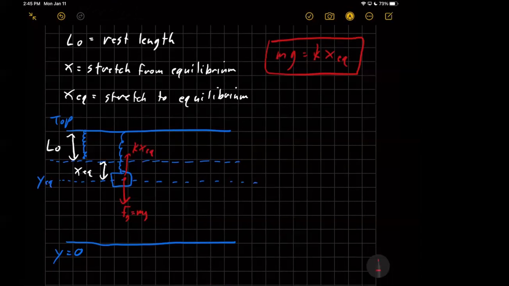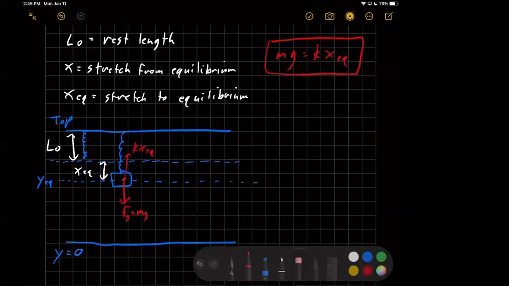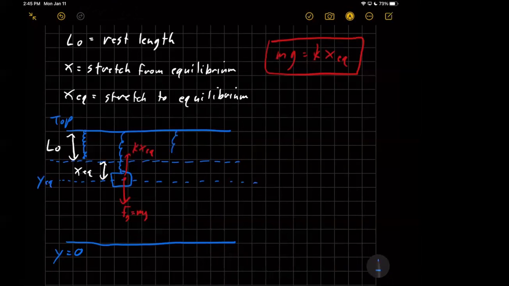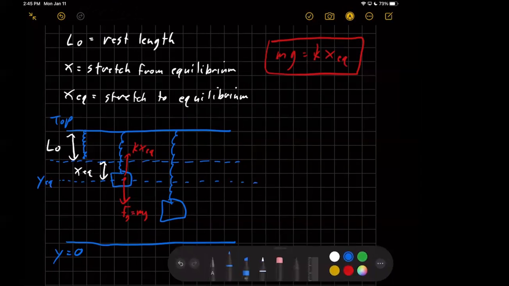And continuing onward though, let's say that in addition to stretching it downward like that, once we're at equilibrium, let's say we pull it down even further. You'll notice in the second picture, I tried to draw mg and k xeq to be the same size. Now, what's going to happen if you pull it down? Hopefully you understand it's going to want to move upward.